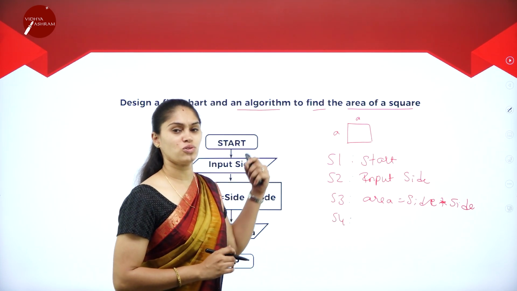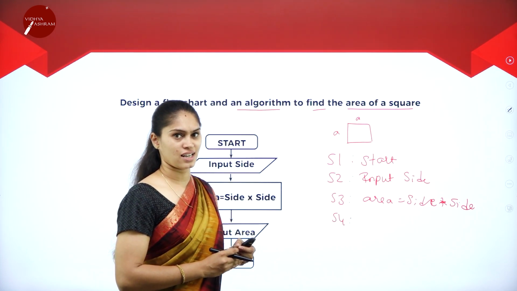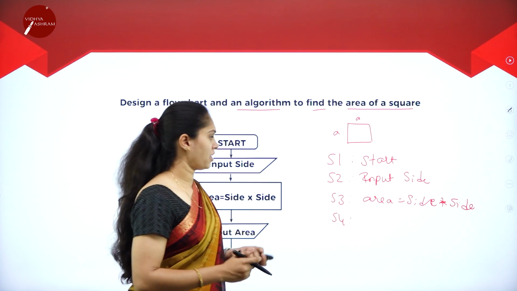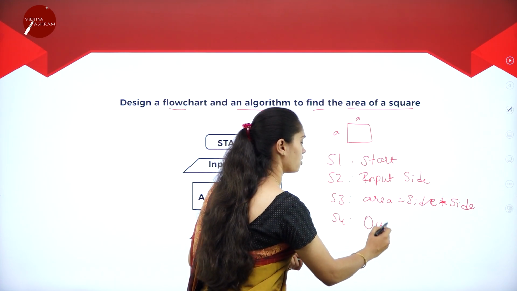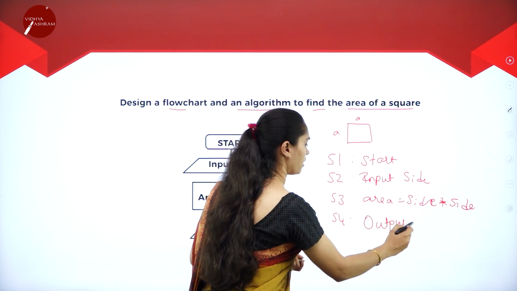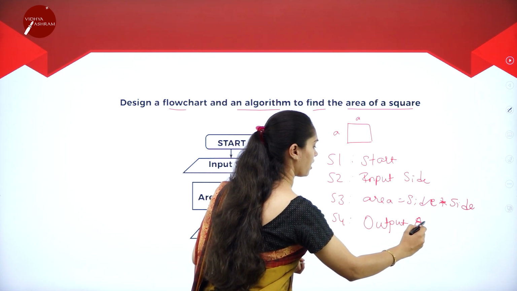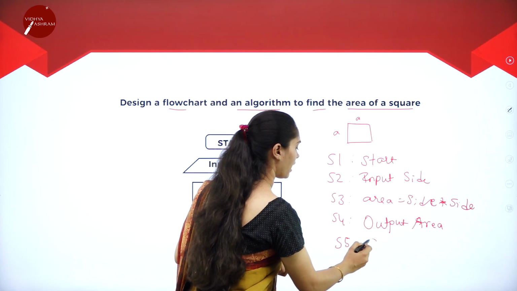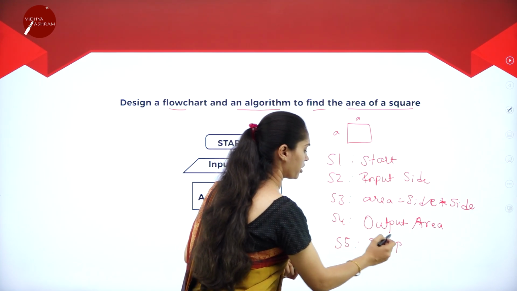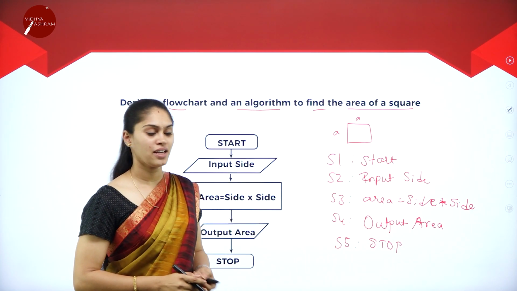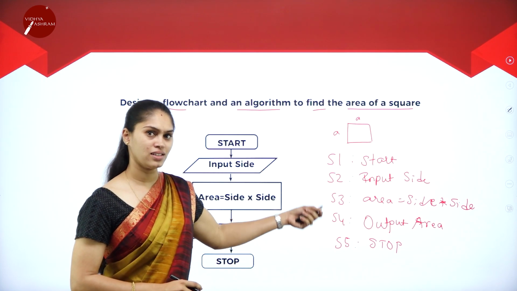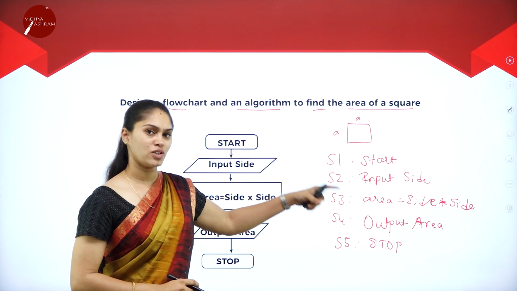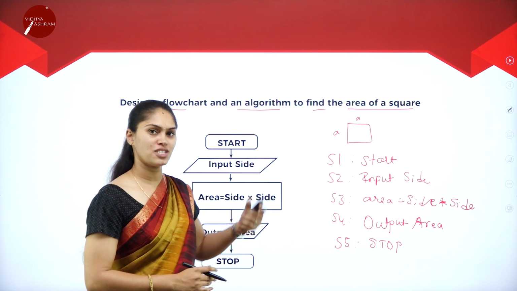Then I am supposed to give the output or result. How will it be displayed? By making use of output. Which is the output here? Area. So we are done with output and all. At last, I am going to stop. Okay, so these are the steps which I require in order to write an algorithm. Now we'll convert this algorithm into a flowchart.